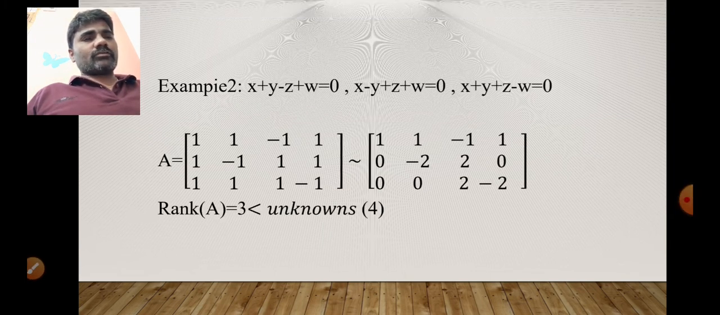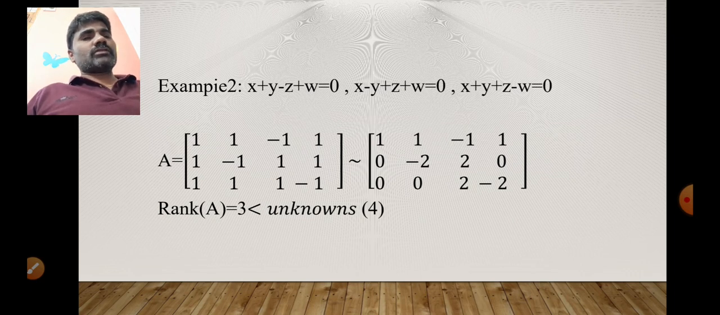Let us consider one more example. x plus y minus z plus w equals 0. x minus y plus z plus w equals 0. x plus y plus z minus w equals 0. Here there are 3 equations and 4 unknowns. That's why we can directly decide that rank is not more than 3. So rank is less than or equal to 3 and unknowns are 4. That's why rank of A is always less than unknowns in this case, and the system must possess a non-zero solution.